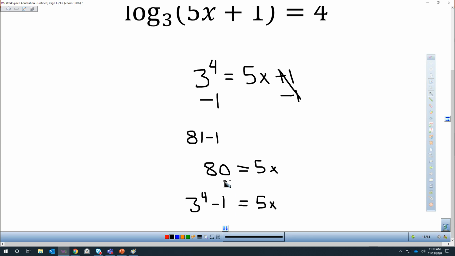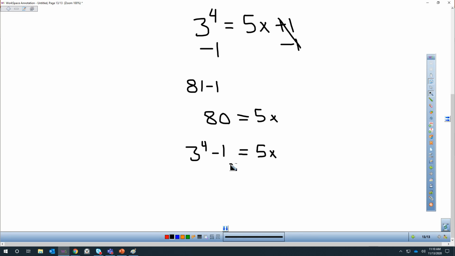3 to the 4th minus 1 is 80. If you type it in your calculator, you can see that. But the next step here is to get rid of that 5. I'm going to do that by dividing by 5 since I'm multiplying by 5. And I have to do that to both sides. And so we have x equals 3 to the 4th power minus 1 divided by 5. And keep in mind we have to do this first, then divide by 5.